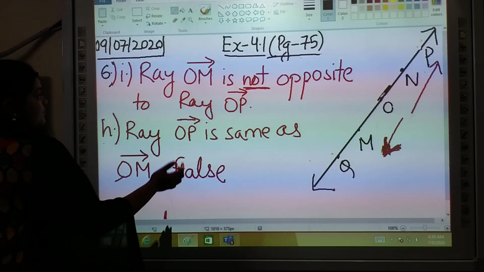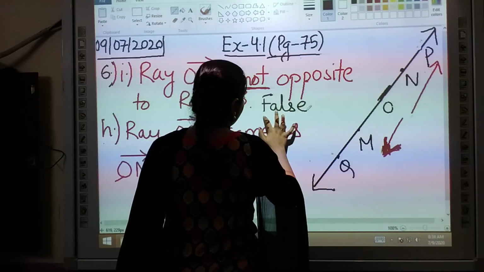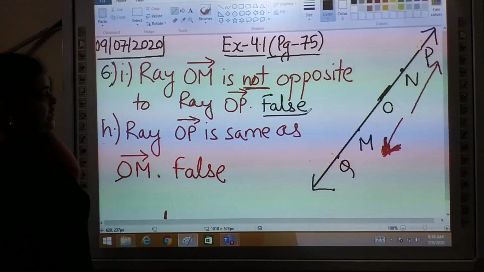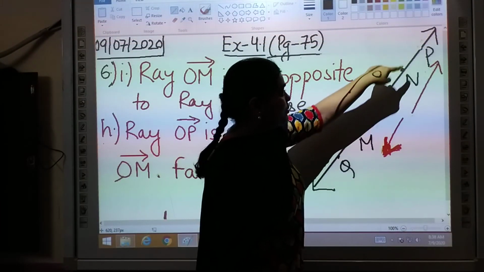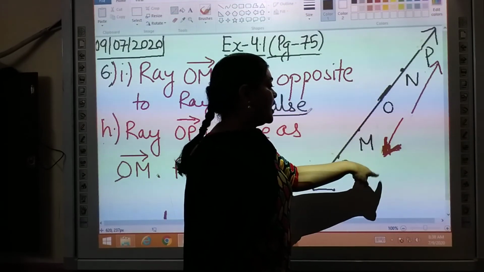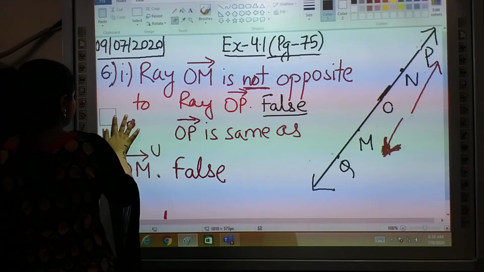ओके, the statement is false. The ray OP and OM are opposite to each other क्योंकि ये डायरेक्शन दोनों की अलग है. OP ray is going here and OM ray is going downward. Okay. Now the next point.